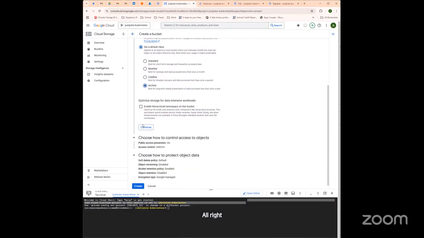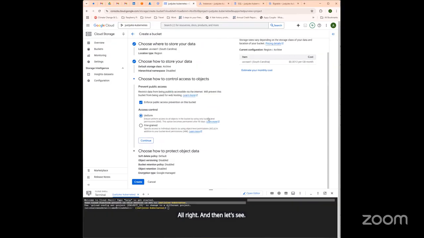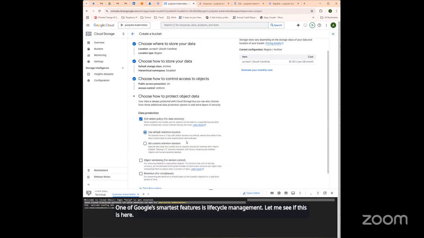And then let's see. You go to the objects. Let's talk about the lifecycle rules. Okay. One of Google's smartest features is lifecycle management.